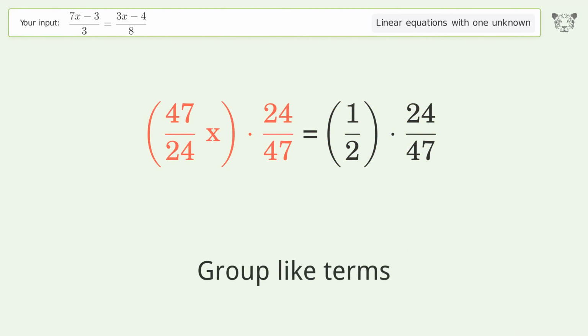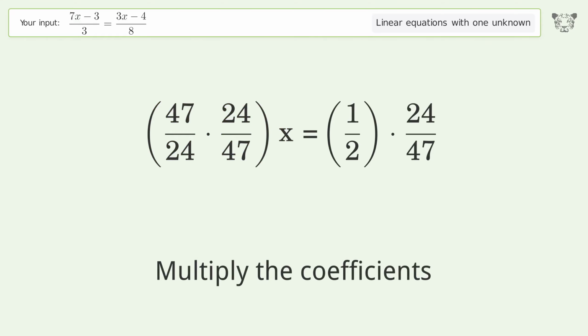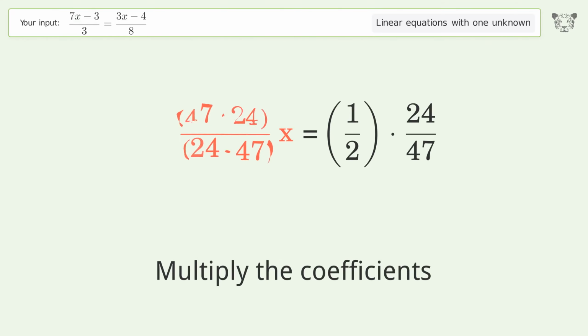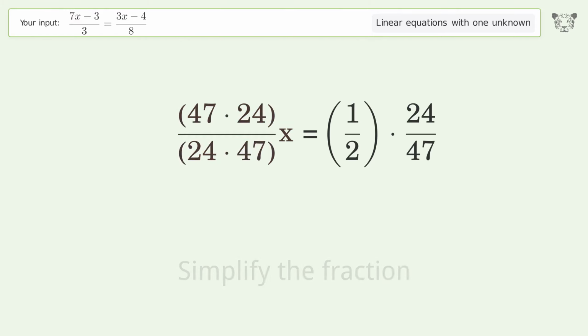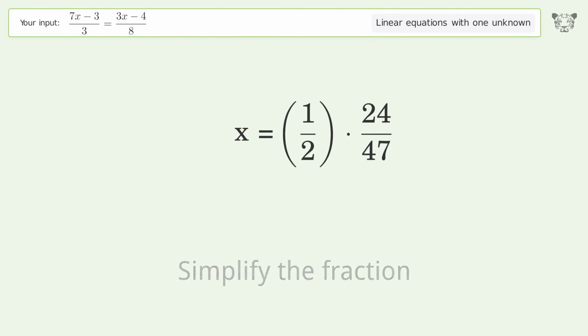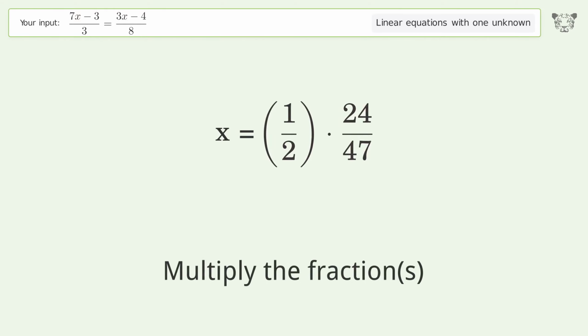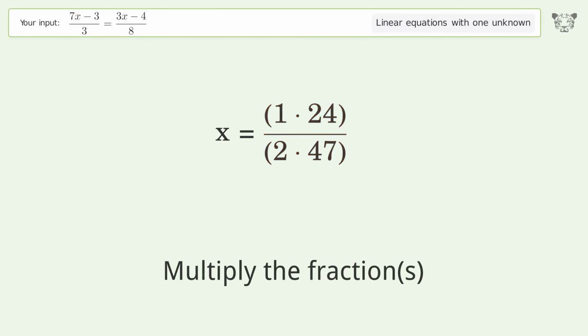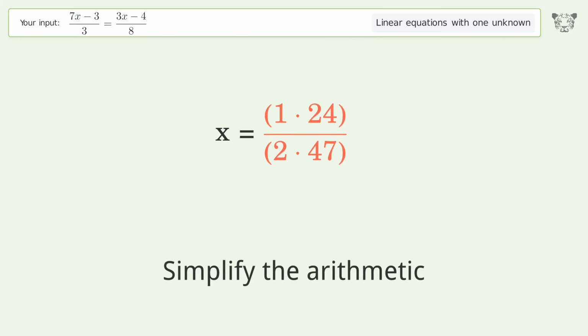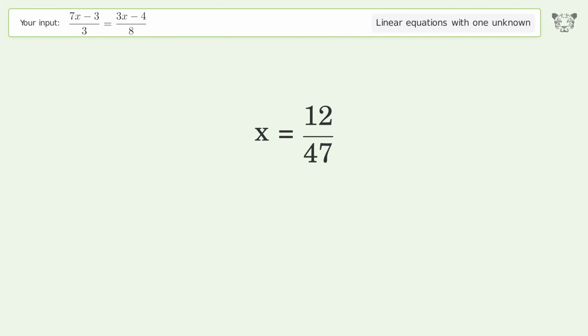Group like terms. Multiply the coefficients. Simplify the fraction. Multiply the fractions. Simplify the arithmetic. And so the final result is x equals 12/47.